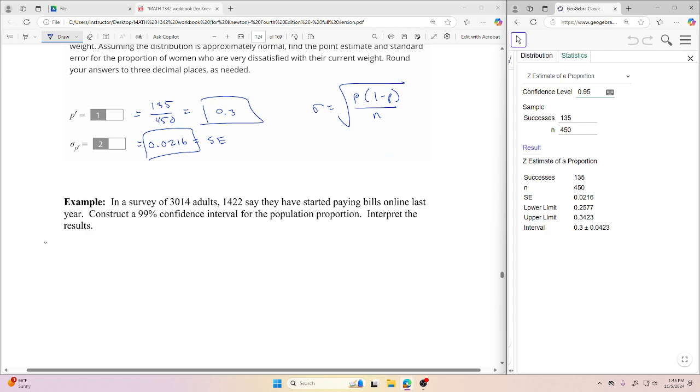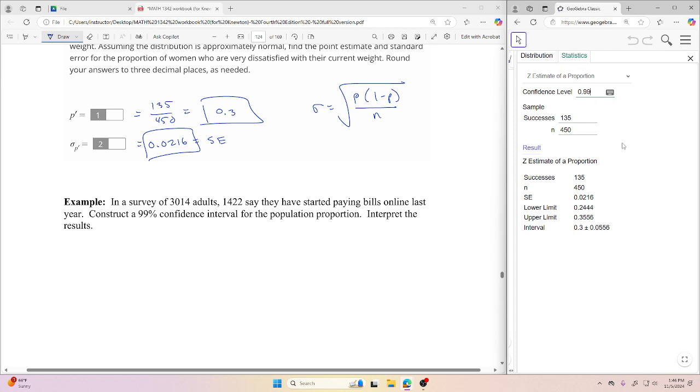In a survey of 3,000 adults, 1,400? No, 1,400. That's how you say it. 1,400 say they started paying bills online. 99% confidence about what's going on. So we're saying now that we have a survey of 3,000 people. It's pretty good, right? I mean, that's definitely more than 30. And now I'm wondering what's going on for all of America. Is all of America 3,000? No, all of America is like 300 million. So I can't survey everybody on that, but I can definitely do 3,000. I want to be 99% sure about how many people are doing their bills online for all of America.